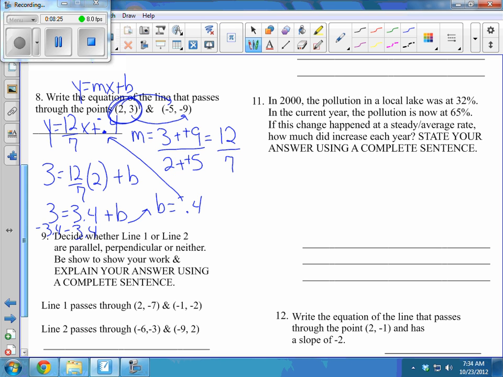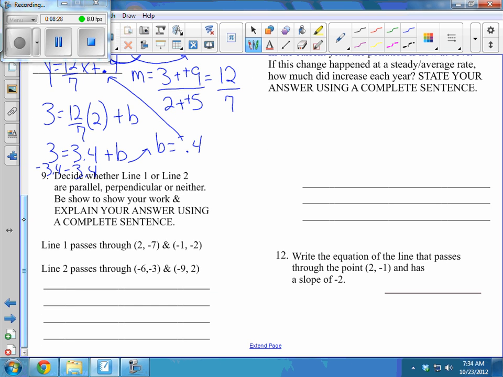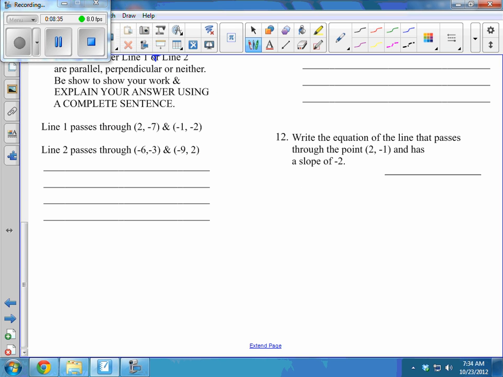Okay. All right, number 9, decide whether line 1 and line 2 are parallel, perpendicular, or neither. And that's all based, again, on slope. If the slopes are the same, they're parallel. If they're opposites and reciprocals, they're perpendicular. And if none of those cases are happening, then they're neither. It means the lines will meet, but just not at a 90-degree angle.